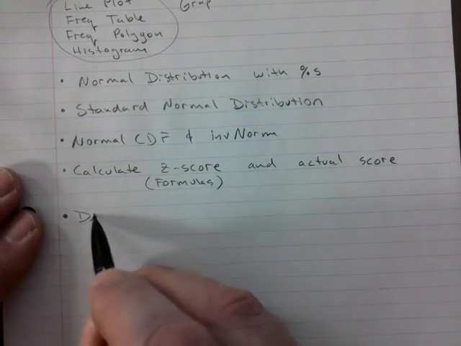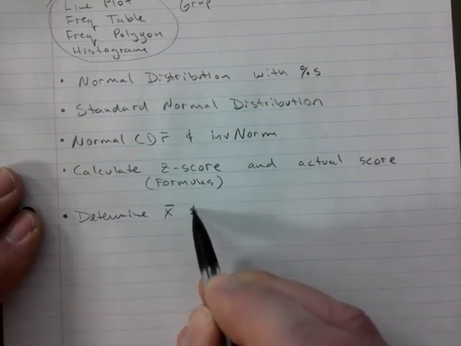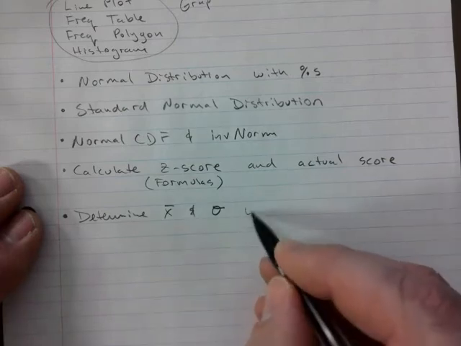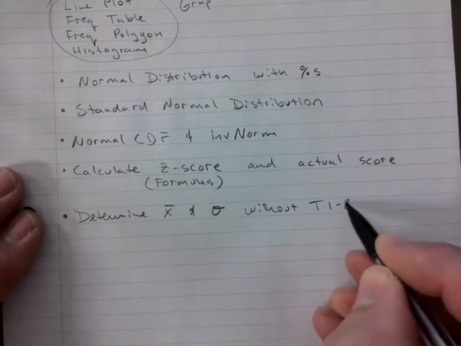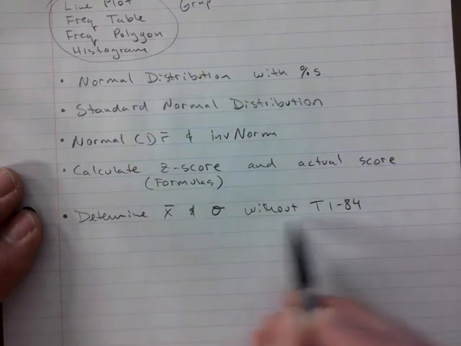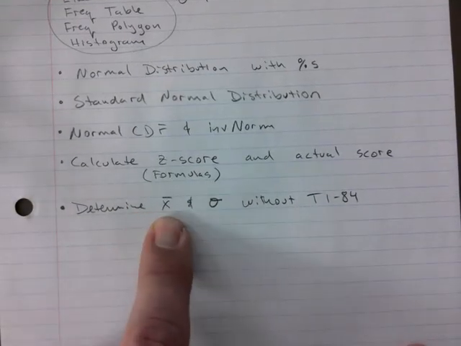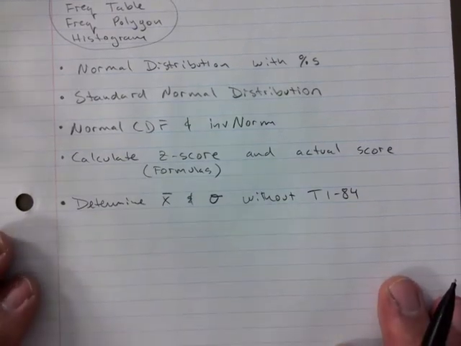Determine mean and standard deviation without the TI-84. That's how I actually labeled it. If you go in your notes, we talked about that. With the average, you always divide by 2. With the standard deviation, you need to figure out how many gaps there are between the two values that I gave you.